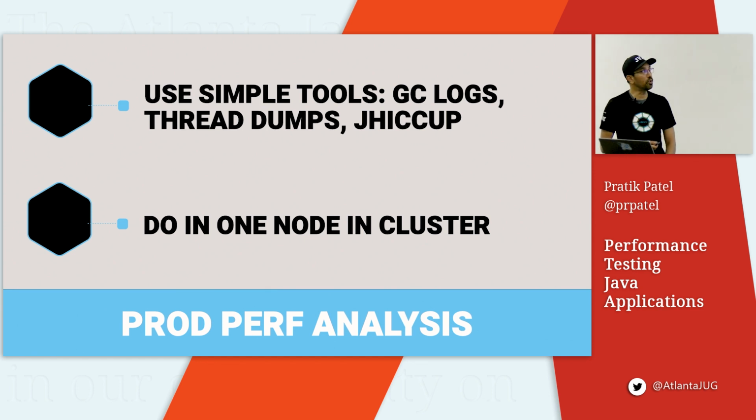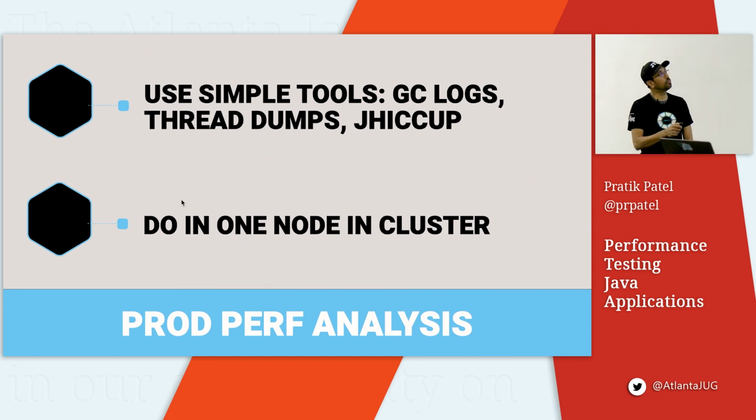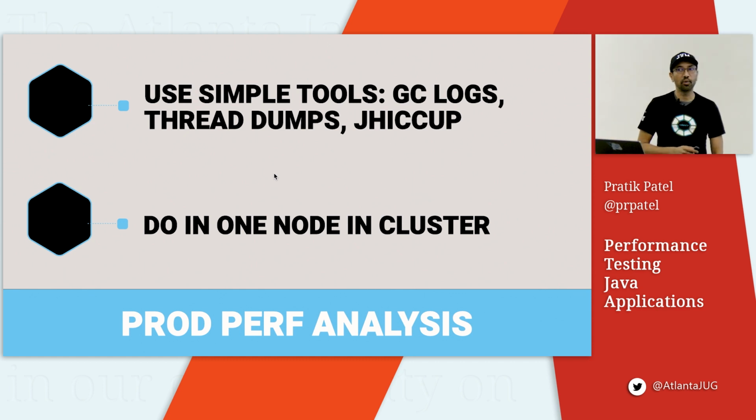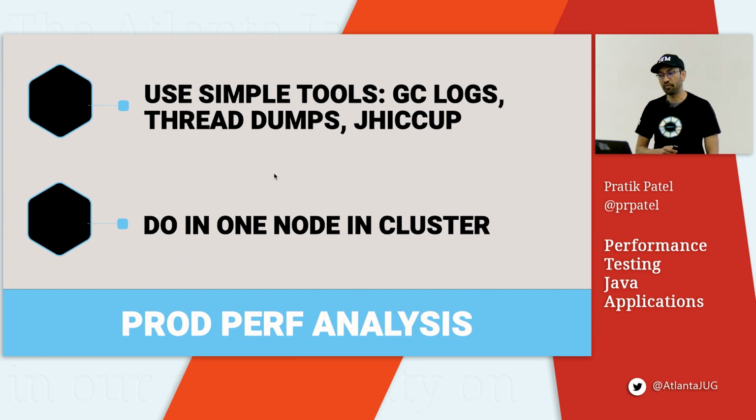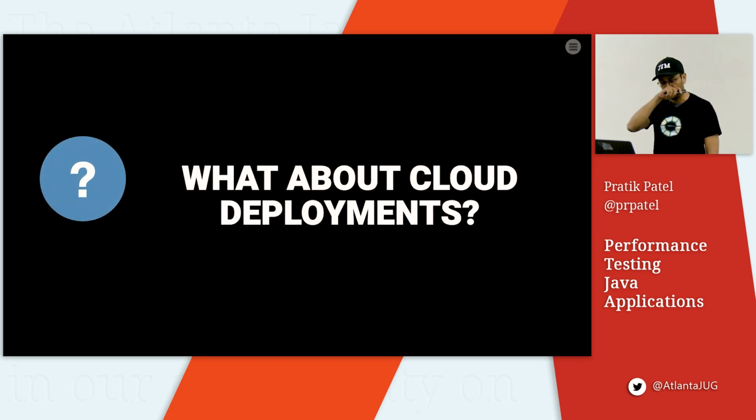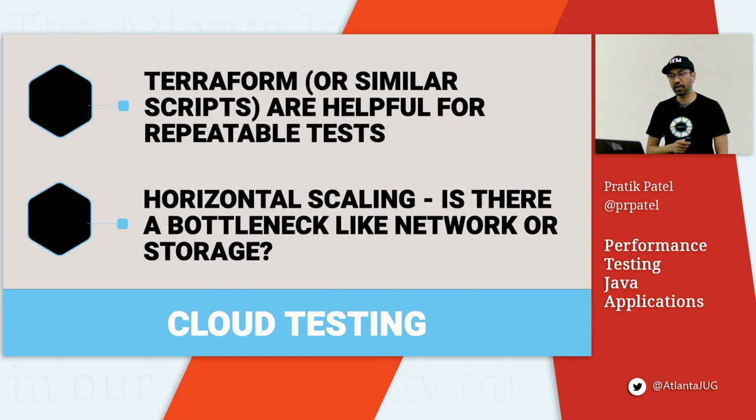But when we do production performance analysis, we do have unobtrusive tools like garbage collection logs, thread dumps, and something I'm going to introduce to you tonight called JHiccup, which is super helpful in understanding what's going on, even in a production environment, right? And in an unobtrusive way. And I've already mentioned cloud deployments, so I don't want to go too much into this. I already talked about Terraform.